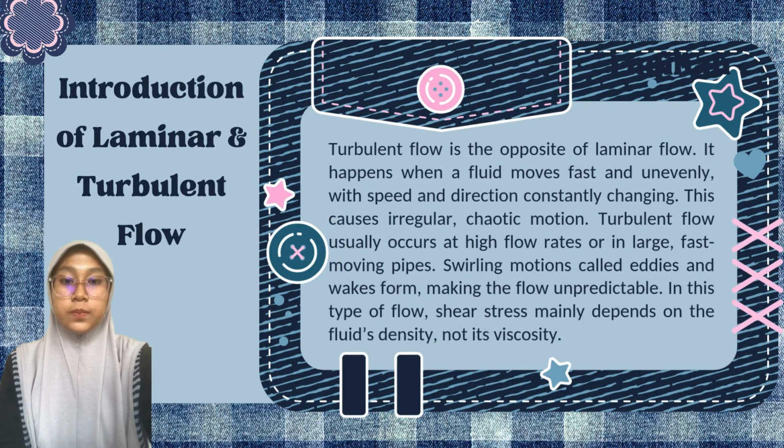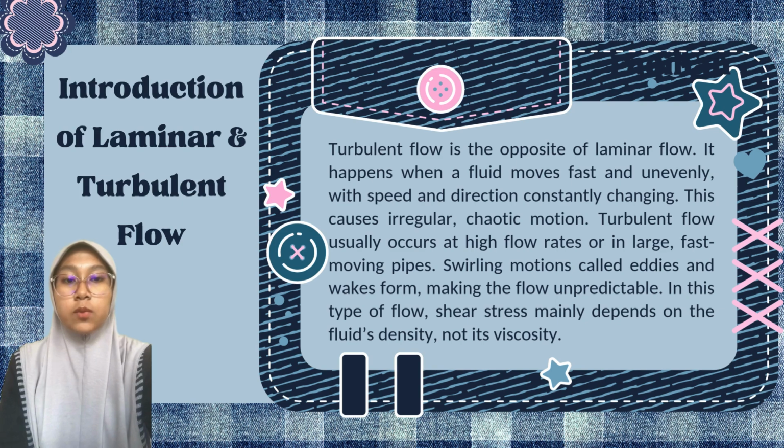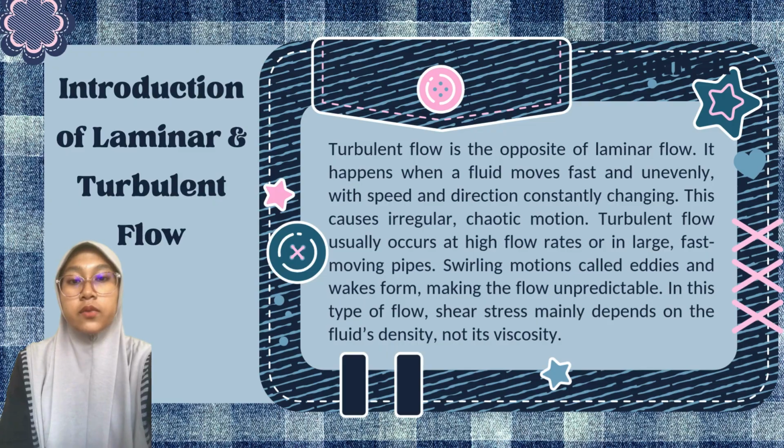Next is turbulent flow. Turbulent flow is the opposite of laminar flow and occurs when a fluid moves quickly and unevenly. The speed and direction of the fluid constantly change, creating irregular and chaotic motion. This type of flow usually happens at high flow rates or in a large pipe where the fluid moves very fast. In turbulent flow, swirling motion causes eddies and wakes to form, making the movement unpredictable. The shear stress in turbulent flow depends mainly on the fluid's density rather than its viscosity.